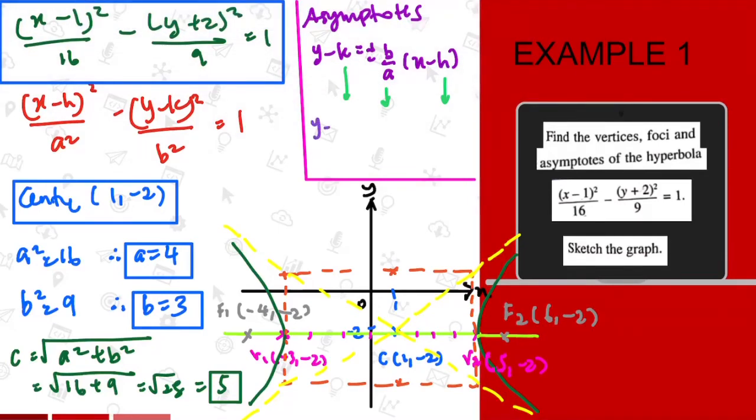Therefore, let's fill in. Your k is equal to minus 2. So minus minus 2 becomes plus, plus or minus b over a. b is 3, a is 4. And then x minus h. So your h is 1, so it is x minus 1. Therefore, this is the general equation of your asymptotes. So the positive asymptote is here and the negative asymptote is here.